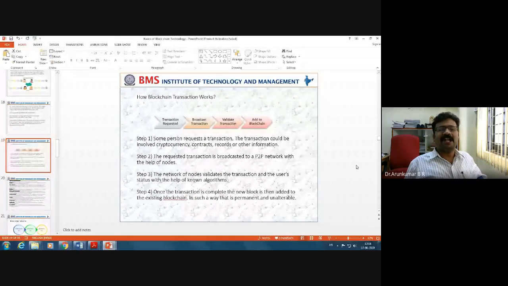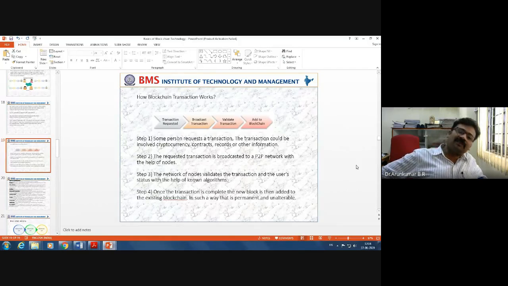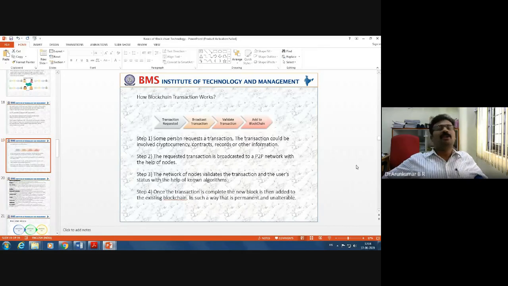So it takes some time. You have to be involved in the process of understanding. Okay, some person requests a transaction. The transaction could involve cryptocurrency, for example, smart contracts, or records or other information. So we will be explaining the land record transaction use case, and we will be presenting that elaborately.